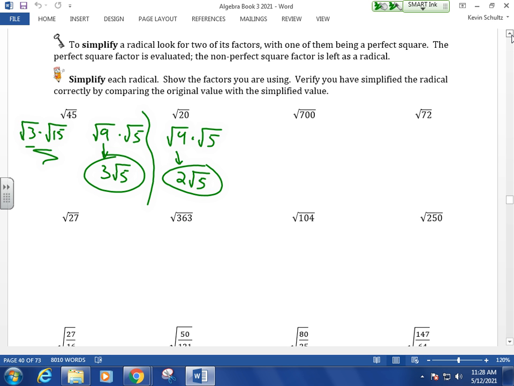Root 700. What's a factor pair of 700 that contains a perfect square? Quinn? 100 and what? It wouldn't be 70, it'd be 7. Yeah, 100 and 7. Okay, root 100 times root 7. Root 100 being that perfect square. That's 10. And then we've got root 7 tagging along.